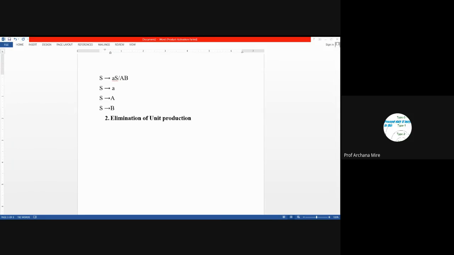Now what is the definition of unit production? Unit means nothing but 1. So whenever there are production rules which consist of only a single non-terminal symbol, then such production rules are called unit production. So let's rewrite it in a more scientific way.